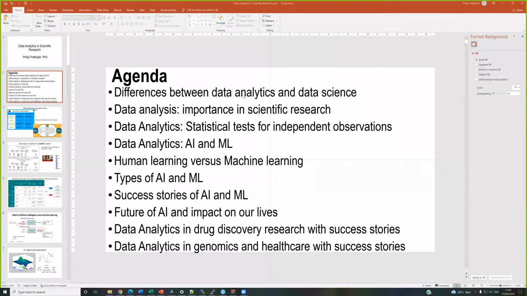Both are interchangeably used in some instances, but in general, data science is on a macro level and it also involves research, as the word science itself tells, and analytics is mostly using existing methods or software or tools to analyze and get some trends out of your data. Also, in scientific research, why is data analysis very important, especially in the present scenario?